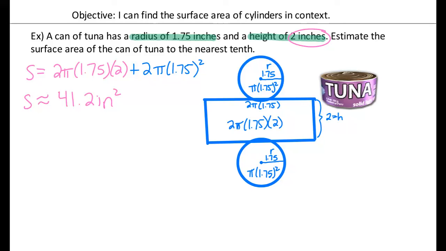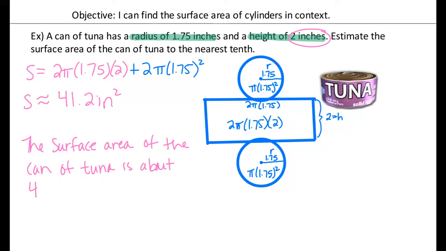And then you have to write just a quick little sentence. We're going to say the surface area of the can of tuna is about 41.2 square inches.